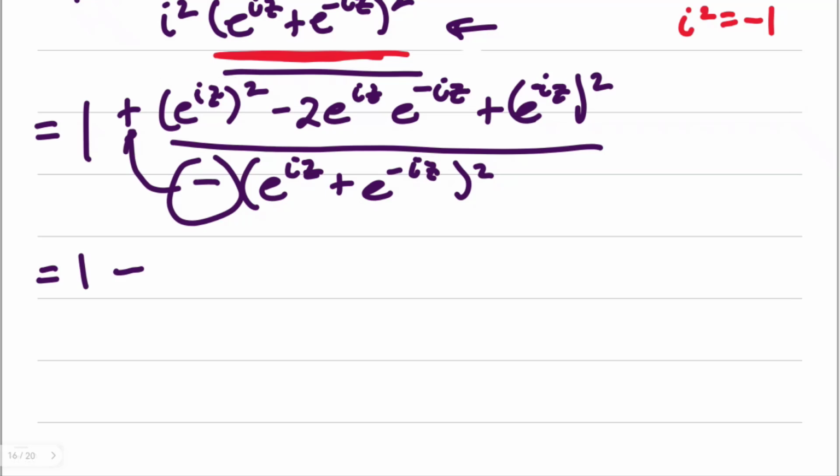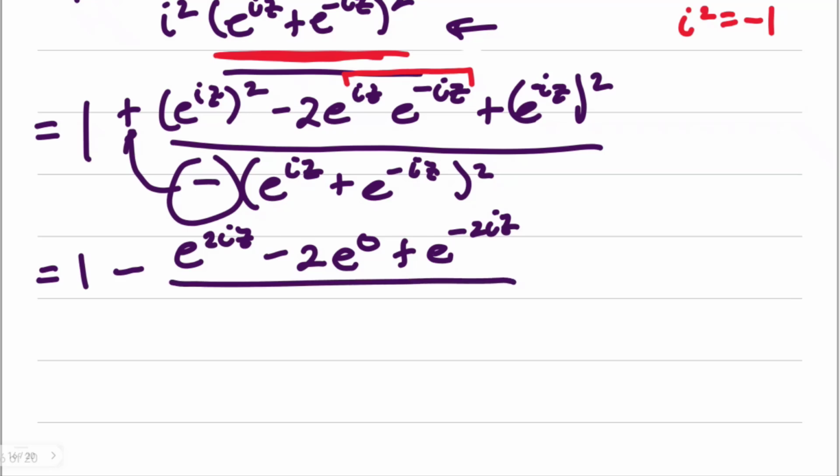So that's actually equivalent to, hopefully the negative one is already understood, because you have a negative denominator, e to the power of 2iz. Then this one here, minus 2. What happens on the exponent here is you add the exponents, so that's 0. So you will have e to the power of 0. And then for the second one, e to the power of negative 2iz. This is still over the same denominator, e to the power of iz plus e to the power of negative iz, and you're squaring that. Hopefully that's clear. The sign here becomes minus.